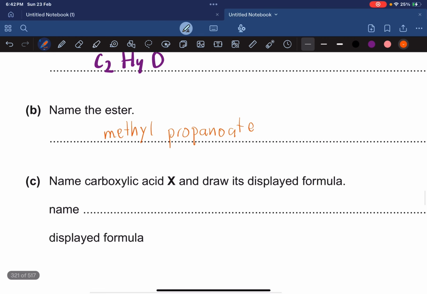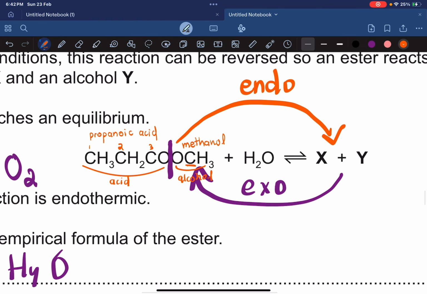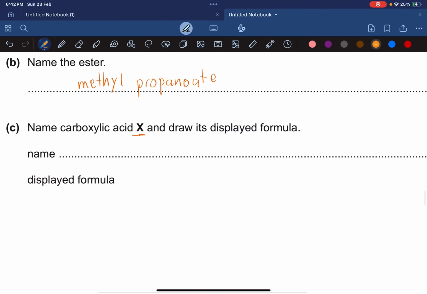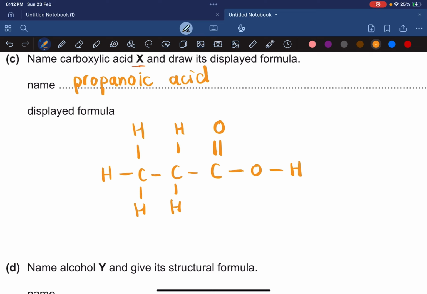Okay, name carboxylic acid X and draw its displayed formula. We just figured out that our carboxylic acid X was propanoic acid. We cut down an ester and looked at it carefully. In order to draw my propanoic acid, first I'm going to draw 3 carbons, then I know it's an acid, so it's going to have the acid functional group, carbon double bonded to O and OH. Now I just have to fill it with hydrogens. Done with my propanoic acid.